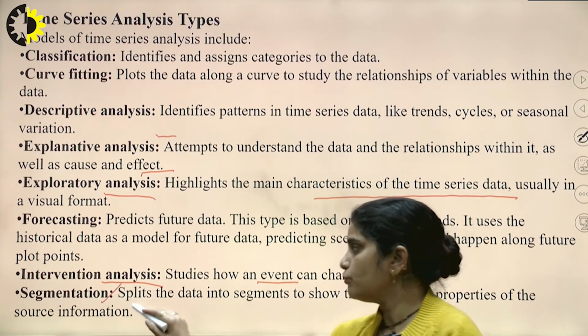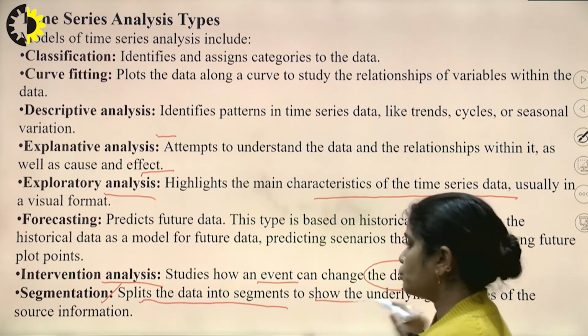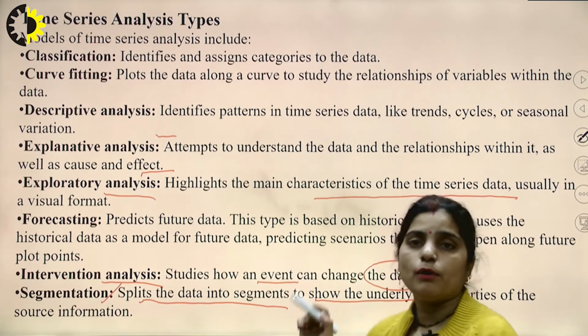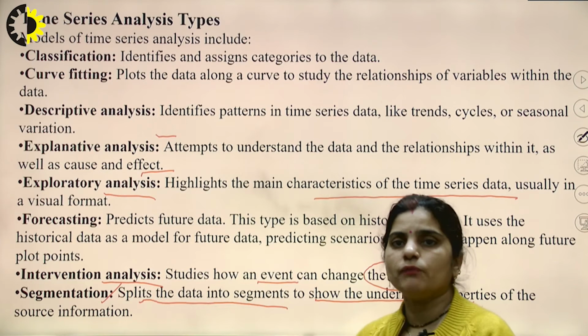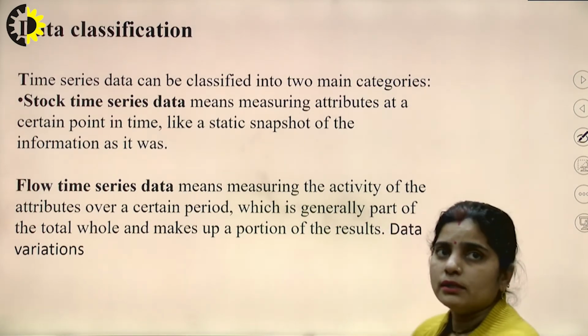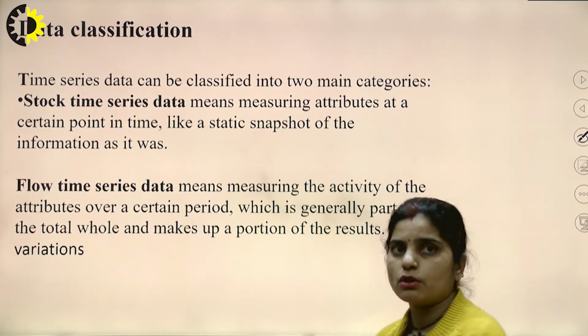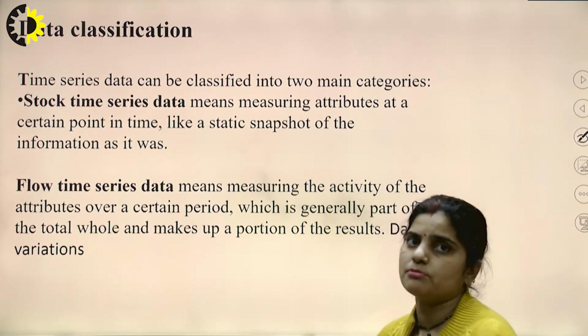In segmentation, what we do, we split the data into the segments that can show the underlying properties of the source information from where we are collecting that information. Now, the time series data can be classified into two main categories. First one is stock time series data and second one is flow time series data.